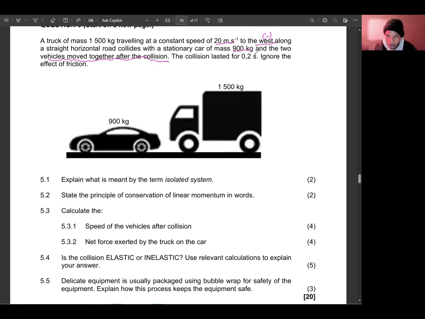Okay, the collision lasted for 0.2 seconds, so that's your contact time. Ignore the effect of air friction. Then 5.1 says, explain what is meant by the term isolated system. Now for 5.1, what is an isolated system?